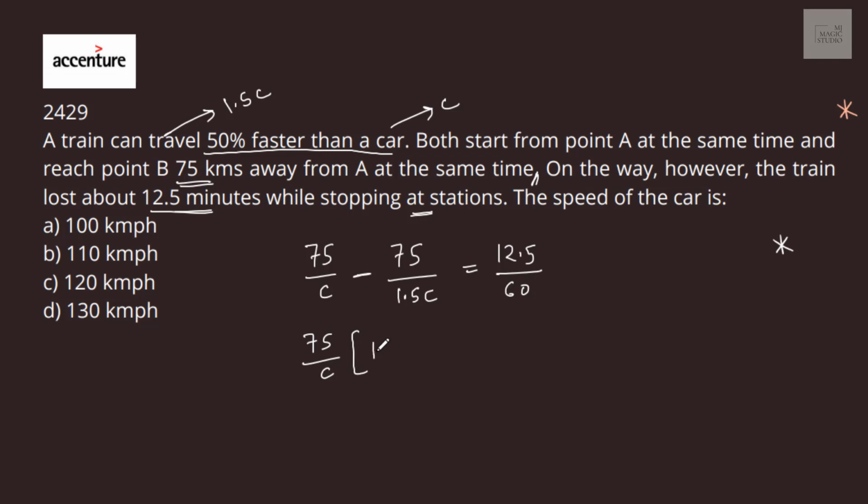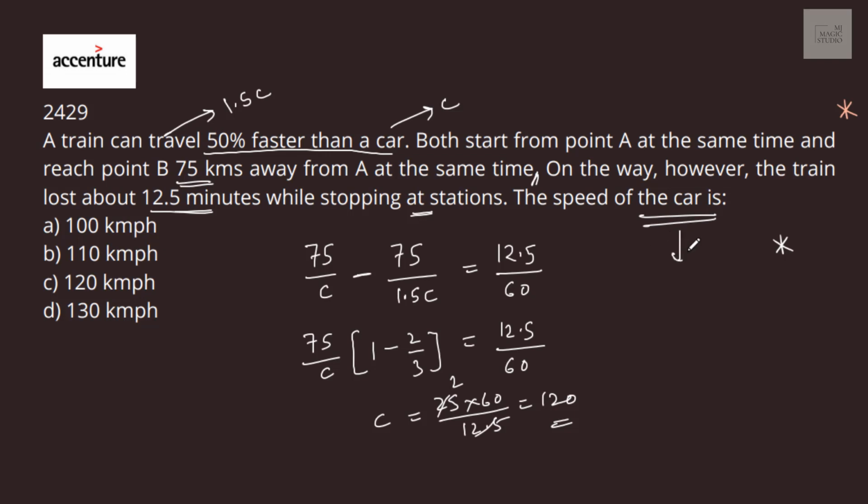75 by c times (1 minus 10 by 15, that is 2/3) equals 12.5 by 60. So c is equal to, 1 minus 2 by 3 is 1/3, 1/3 will give us 25. So it would be 25 into 60 by 12.5 to... c is 120. What is the speed of the car? Bingo. Speed of the car is 120 kilometers per hour. That features in option C.